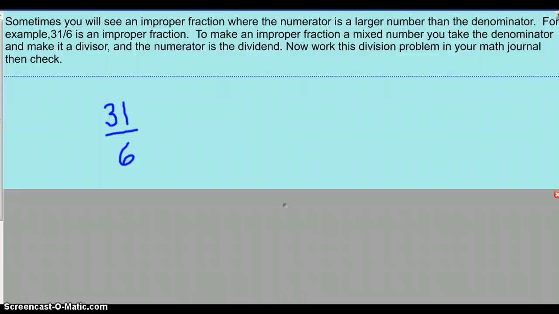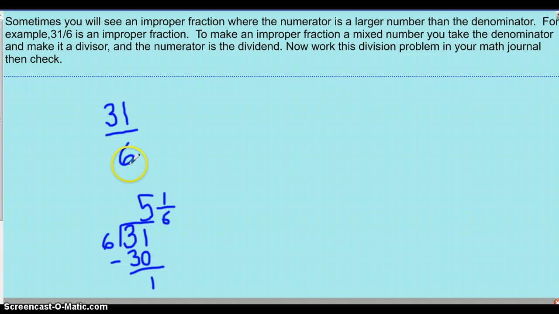Here's another one. This time I'll cover up the answer. 31/6. Go ahead, pause the video now and do the problem. Then check. I take my denominator, make it my divisor. This becomes my dividend, my numerator. So I take 6 into 31, it's 5. There's my whole number. That's why I write it so big. 5 times 6 is 30. Subtract. 1 is my remainder, which becomes my numerator, and I have my original denominator, which was my divisor.